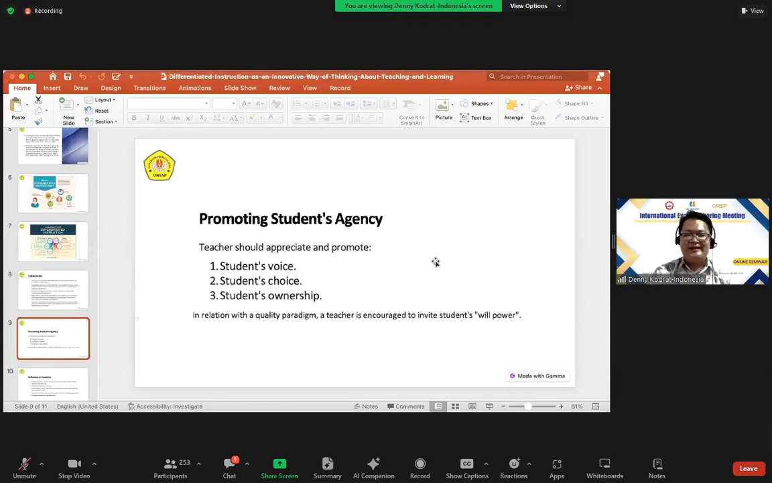And the last, students' ownership. Here, the paradigm means that if the students' choice and students' voice are accommodated by the teachers, the students are hoped to apply their commitment. When this paradigm is applied by the teacher, the teacher is encouraged to invite students' willpower. So what we call an independent learner can be established when the teacher promotes this kind of students' agency.